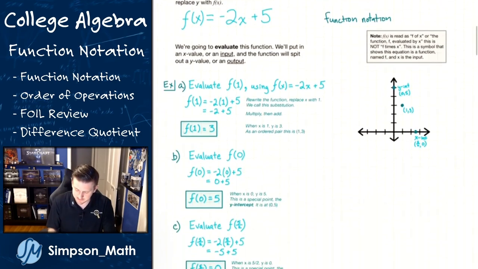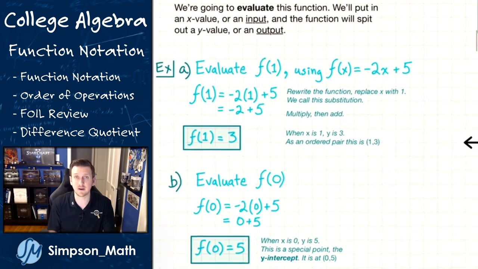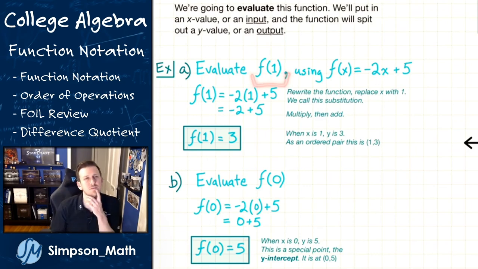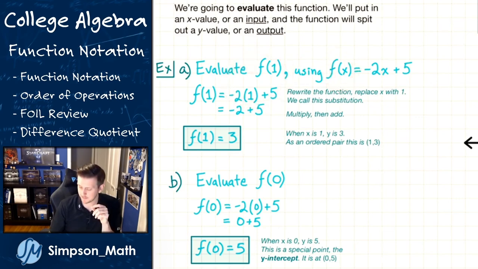Functions are all about inputs and outputs. So if we take a look at, let's find out what f of 1 is. All right, so notice what's happened. I have this f of x, but instead of it being f of x, it's now f of 1. So what has changed between f of x and f of 1? Well, it's no longer an x, it's now a 1.